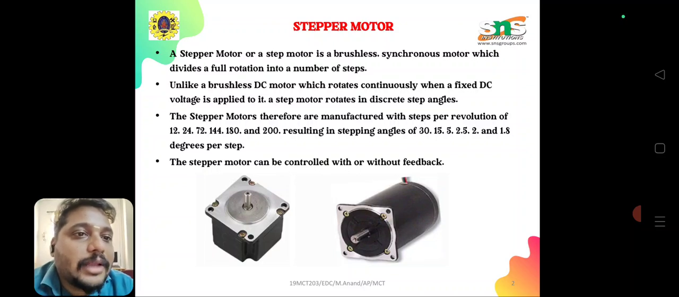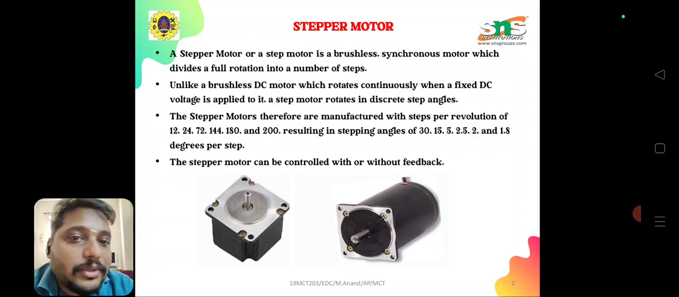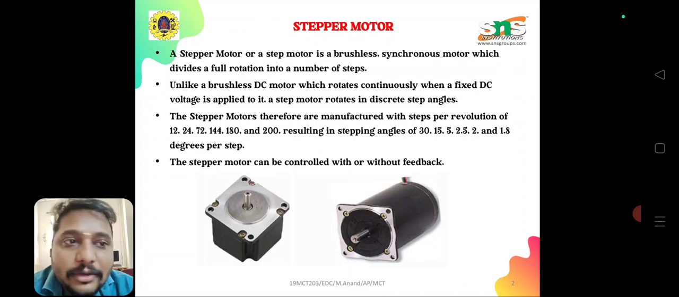The step motor can be controlled with or without feedback. For example, some motors, such as BLDC or reluctance motors, need feedback. The motor cannot run without feedback. Likewise, the stepper motor can have feedback, as well as the motor can run without feedback also.